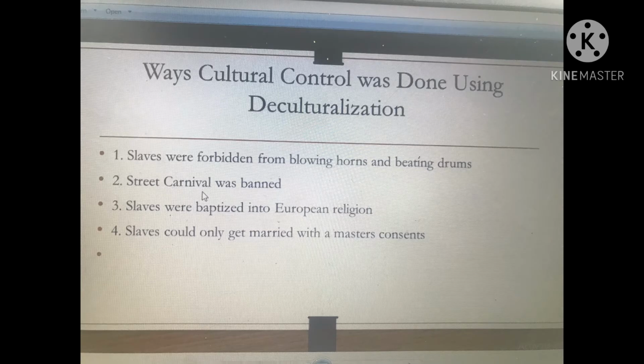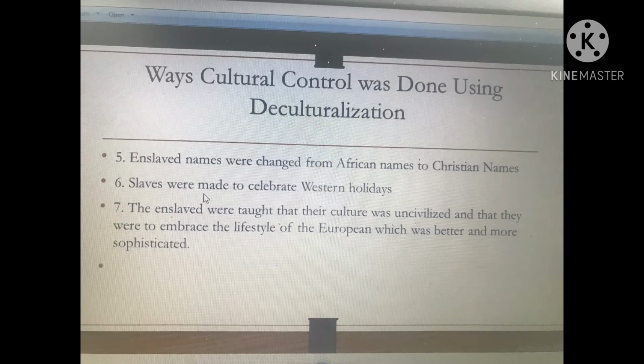The fourth way is that slaves could only get married with their master's consent in most colonies. Next, enslaved names were changed from African names to Christian names. Sixth, slaves were made to celebrate European holidays and European culture. And finally, the enslaved were taught that their culture was uncivilized and that they were to embrace the lifestyle of the European, which was better and more sophisticated.